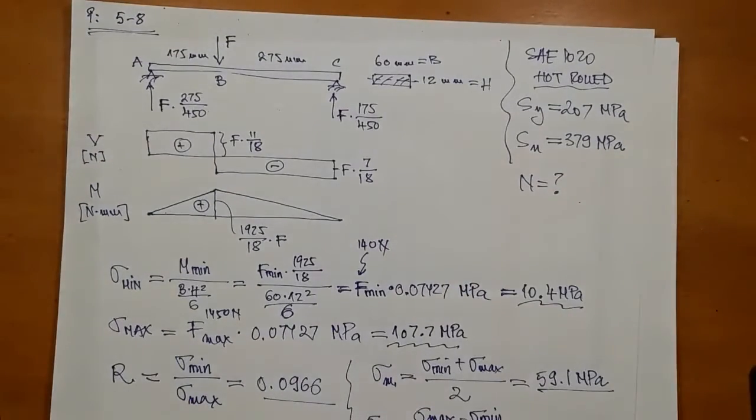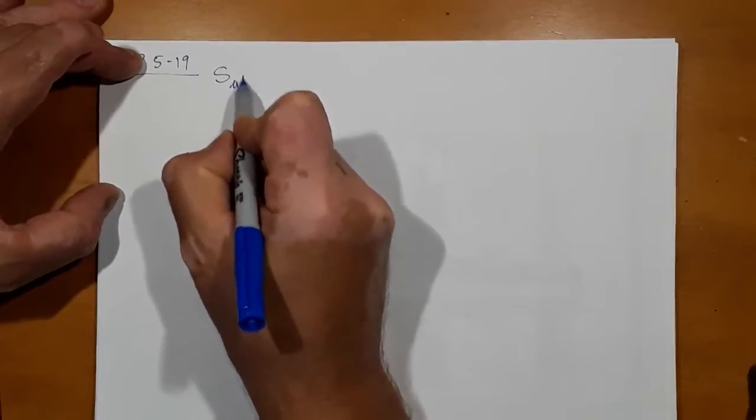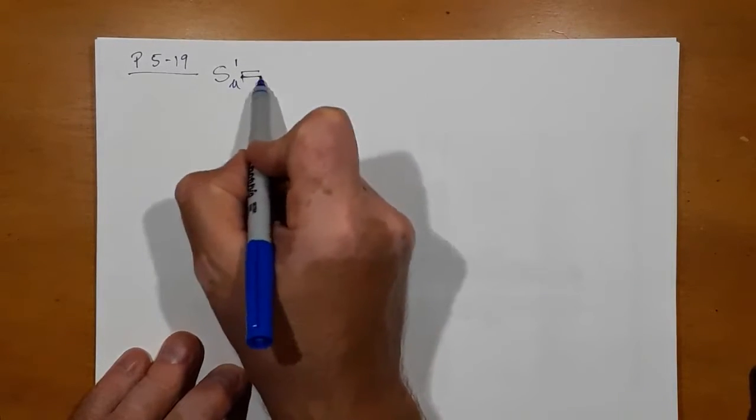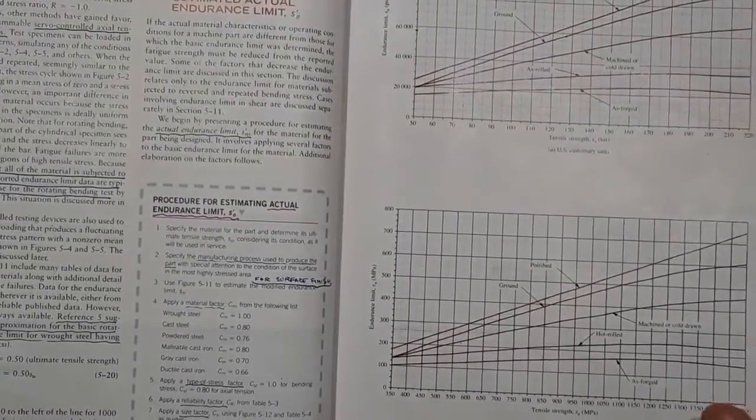So let's see. On the diagram there will be yield strength. We've got it. Ultimate strength. We've got it. The true endurance limit, we need to calculate it. There's no stress concentrator, so we need to calculate the true endurance limit, Sn prime. And prime actually goes above. So Sn prime, this is equal to the procedure for estimating actual endurance limit, Sn prime.